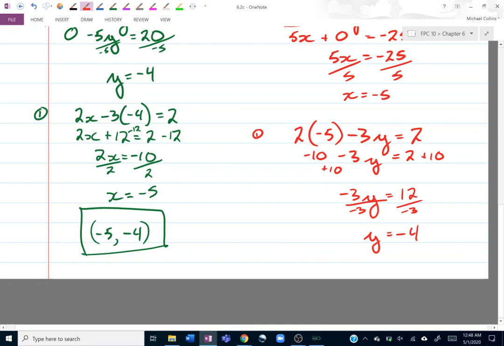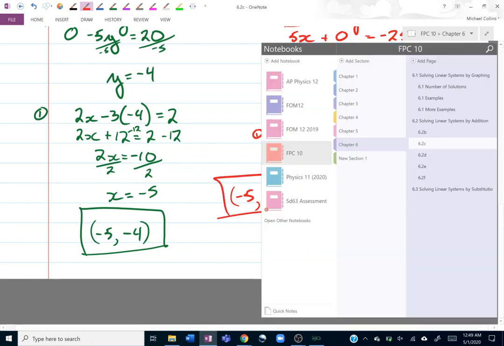I end up with the exact same point as I did on the left-hand side. Two different ways of doing the exact same thing, both of which are equally correct. With critical thought comes a little bit more options for solving things different ways. So negative 5, negative 4, final answer. Let's keep going.